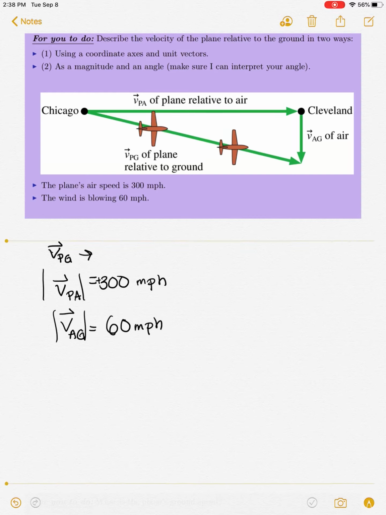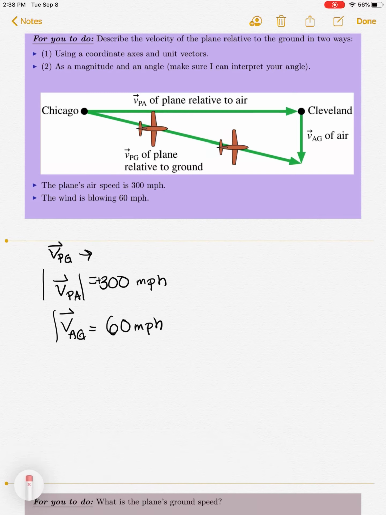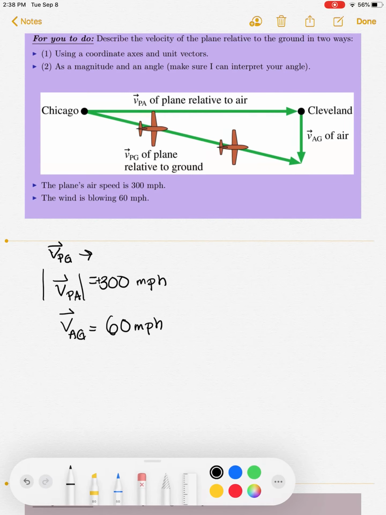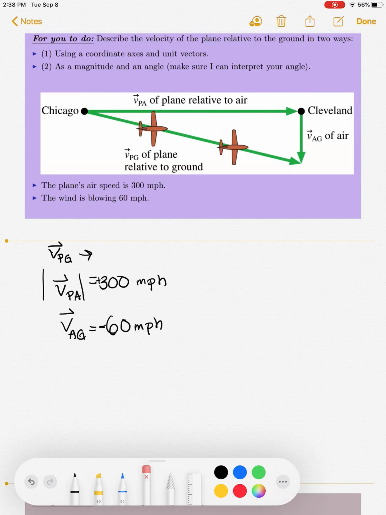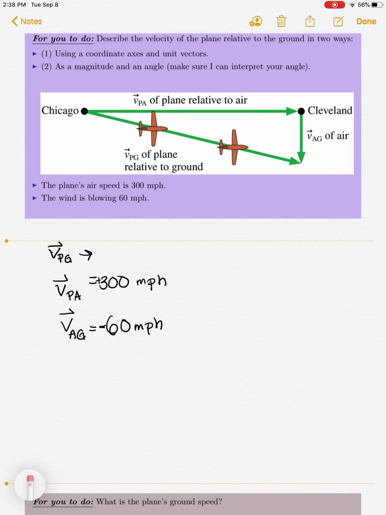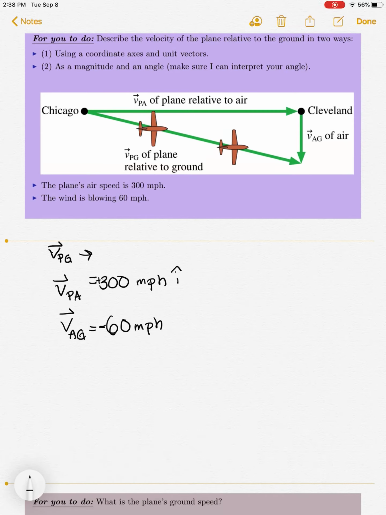So then if I were to add directions into this, I know that this is positive since it's moving due east. But then if I were to look at the diagram, I see that the air with respect to ground is negative. And so let's remove this and this. And then I see that the plane with respect to air is moving in the I hat direction, and this is moving in the negative J hat direction.